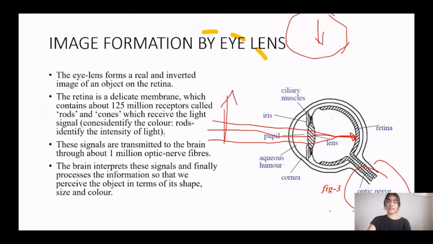The retina is a delicate membrane which contains about 125 million receptors, which are nerves, and they are called rods and cones. They receive this light signal, and through this neural network they carry it to the brain. The brain will interpret this signal, and we finally process this information, and we see the object as it is, upright, in the right shape, right size, and right color.